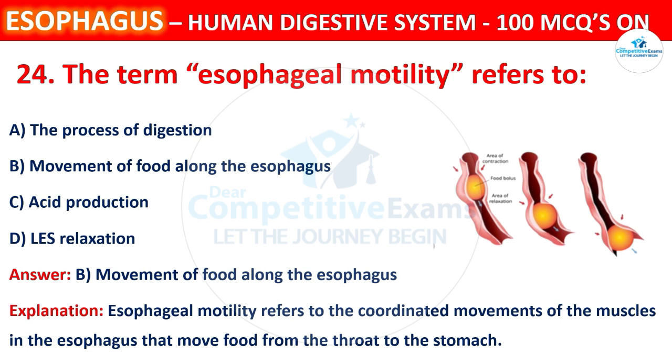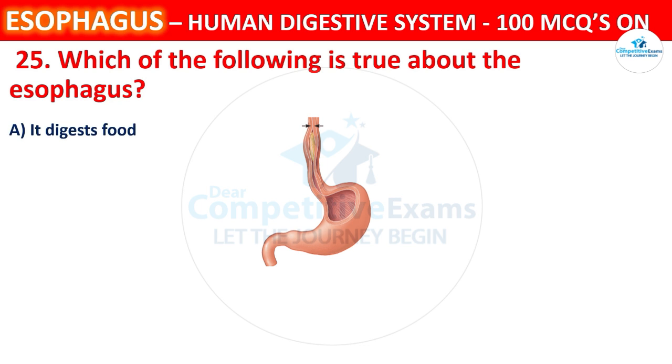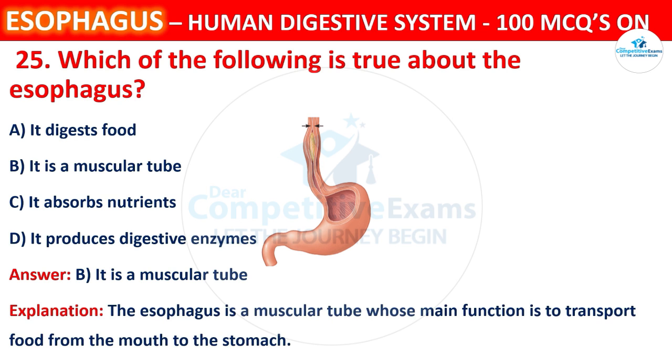Question number 25. Which of the following is true about the esophagus? Options are it digests the food, it is a muscular tube, it absorbs nutrients, or it produces digestive enzymes. The correct answer is it is a muscular tube. The esophagus is a muscular tube whose main function is to transport food from the mouth to the stomach.